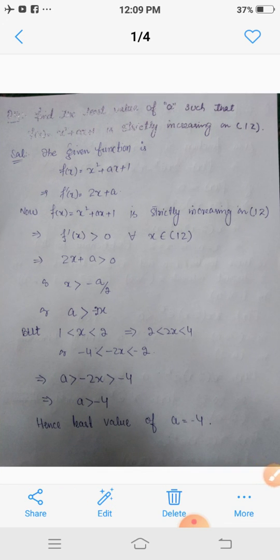In tomorrow's video lecture we will discuss another application of the derivative, that is how to find the tangents and normals to a curve at a particular point.